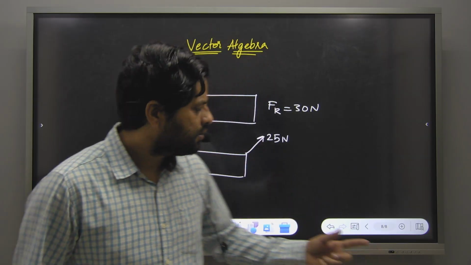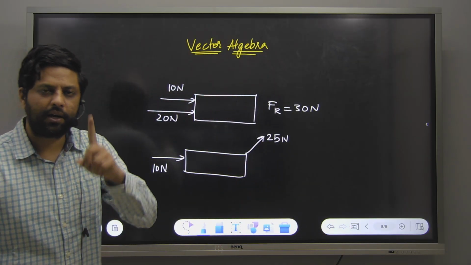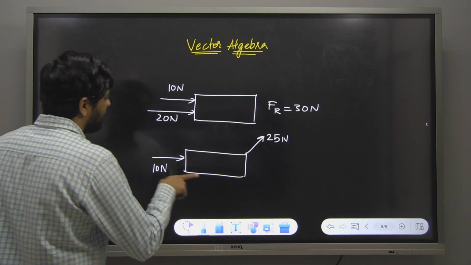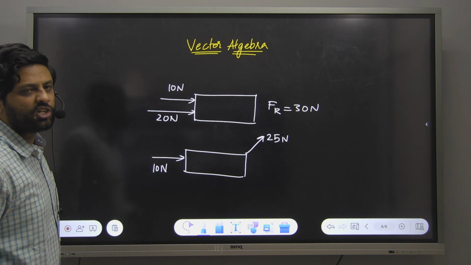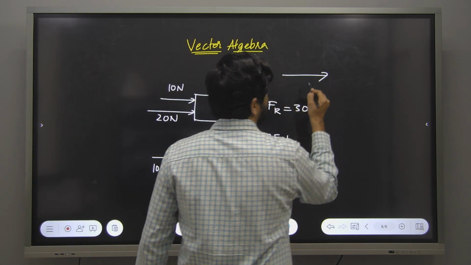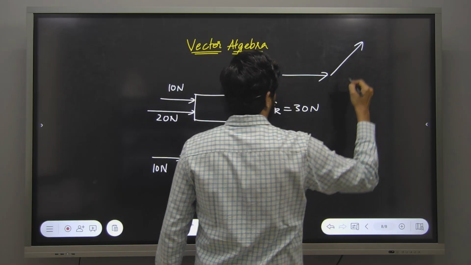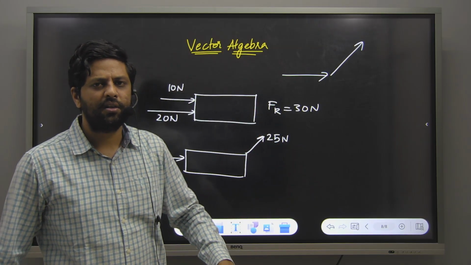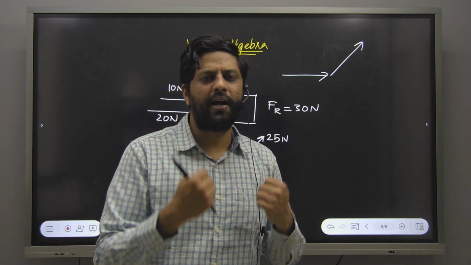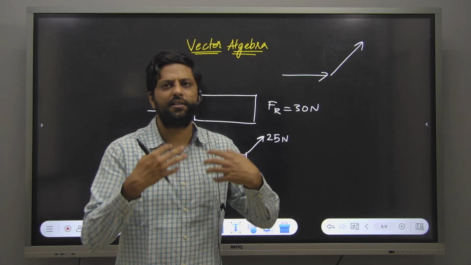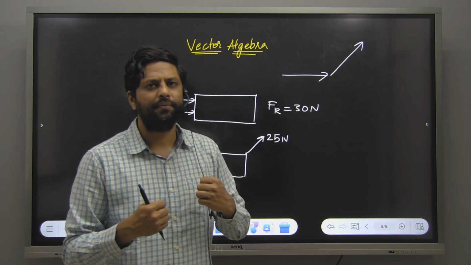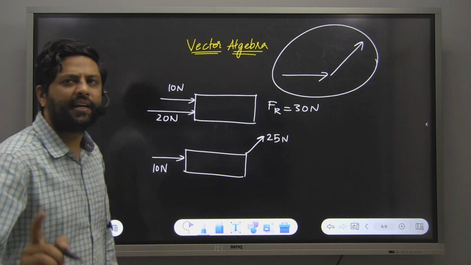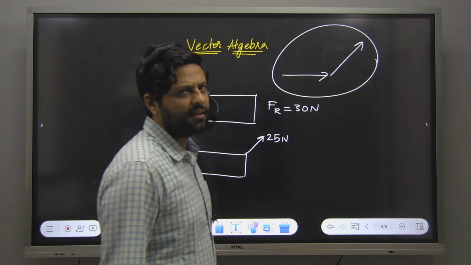35 Newton is not the correct answer because according to vectors, what will happen if two vectors are acting in different directions? 15 also is not the correct answer. When two vectors are acting in different directions, you can't just add them or you can't just subtract them. You will not get the correct answer.